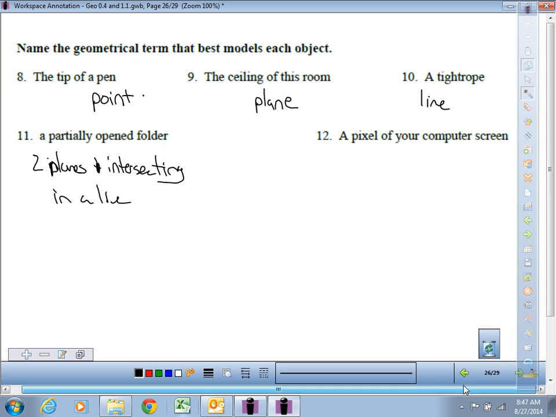Number 12, a pixel on your computer. Now you've got to think really, really small here. A pixel on your computer is kind of like number 8 was. That would represent a point. Even though if you got infinitely small, it would probably be kind of like a little square.